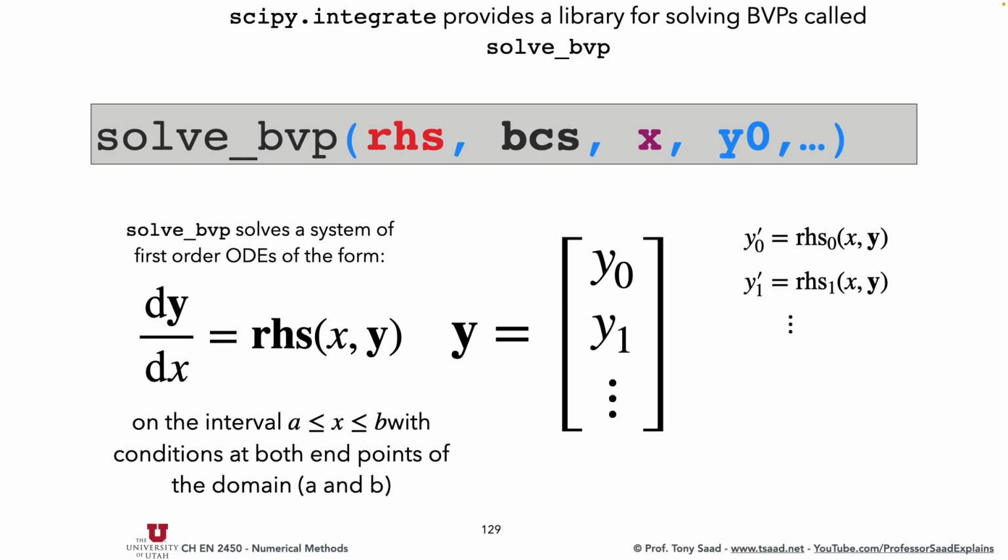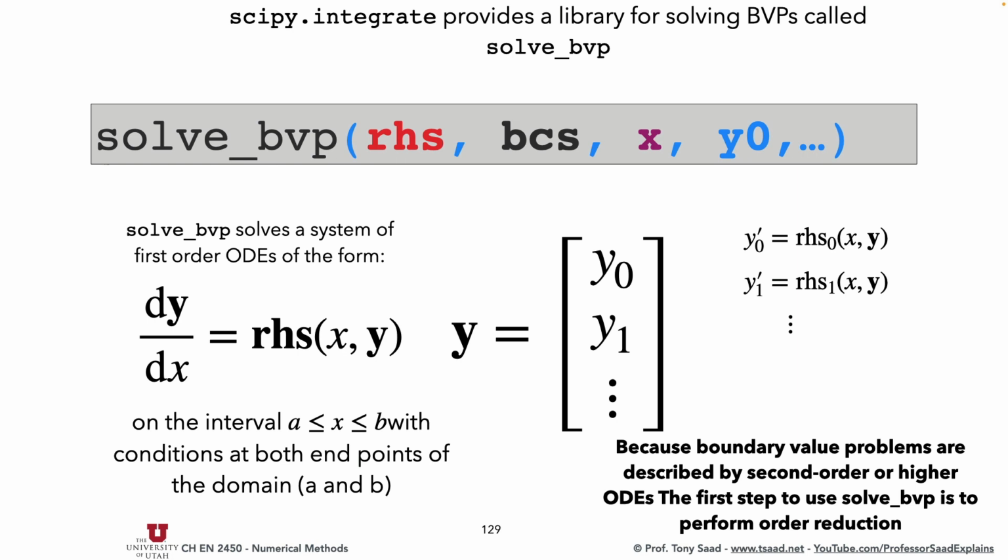Okay? Now, because boundary value problems, by definition, are described by at least second order and higher ODEs, because you need at least 2 conditions, right? Because there are boundaries. There's 2 boundaries. Then that necessitates that for every boundary value problem you're dealing with, you have to do order reduction to convert it to a system of first order ODEs. Turns out you can do order reduction on boundary value problems as well as initial value problems. That's why I introduced order reduction first.